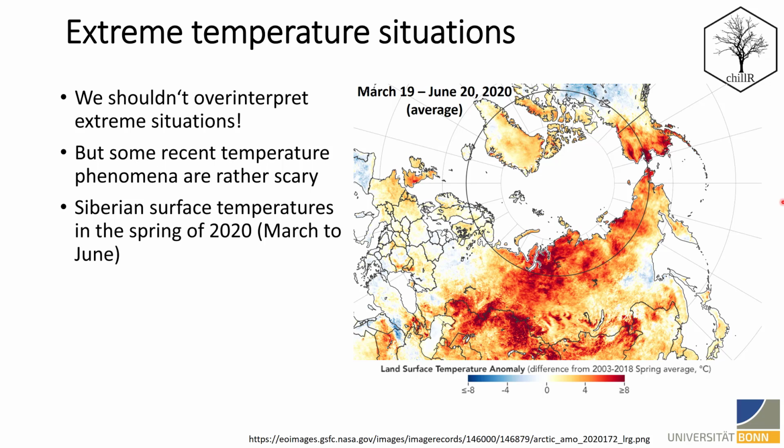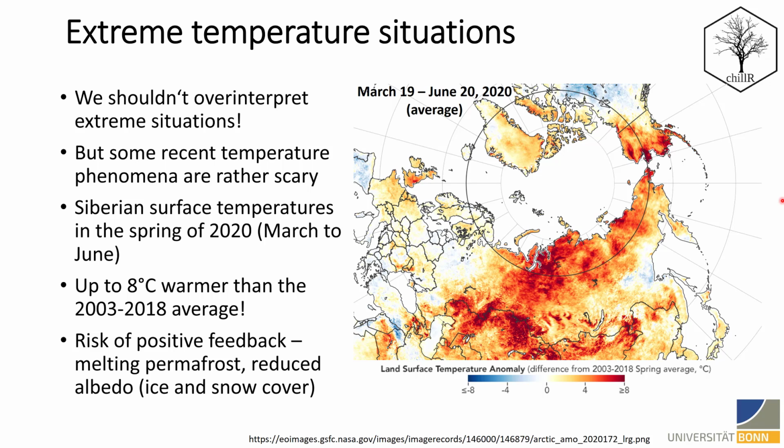And still we see that in many parts of Siberia, the mean temperatures between March and June were up to 8 degrees warmer than what has been observed in recent decades. This is absolutely remarkable and frightening. And as you all know, this was accompanied by large-scale wildfires in this region that usually never sees temperatures above 30 degrees or something like that. And there have been records in terms of temperature set throughout this region this year.